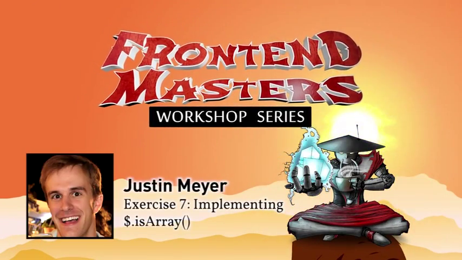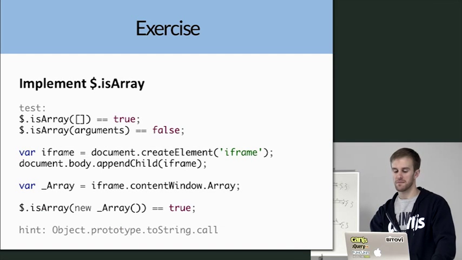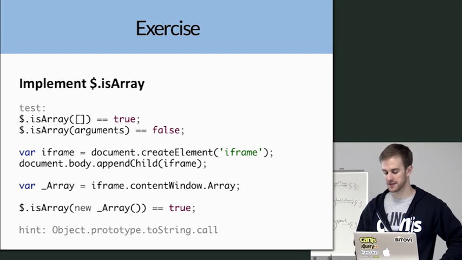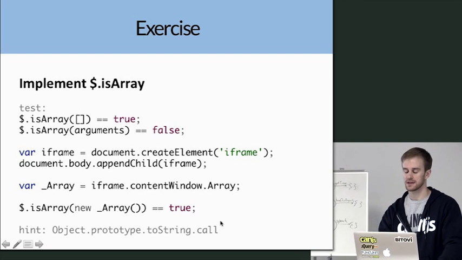So here's the exercise. We're going to do this first. The hint is using Object.prototype.toString.call. If that seems a little weird, the reason we have people go through this exercise is because we will be stealing.